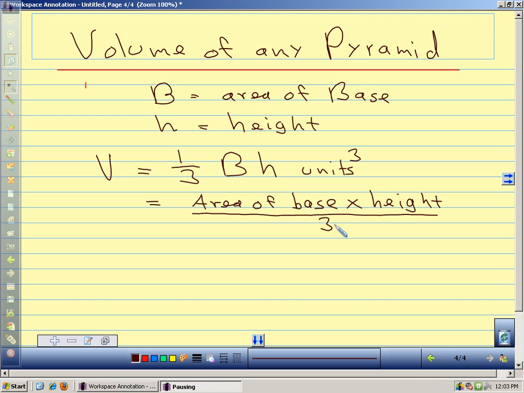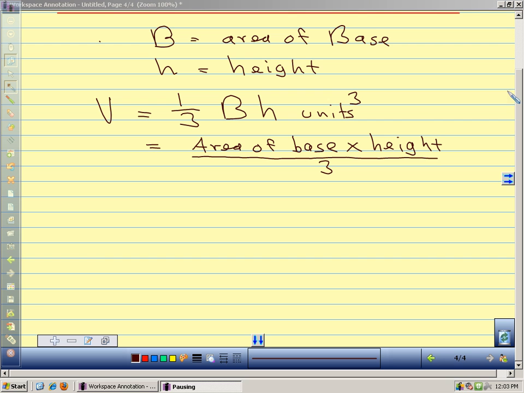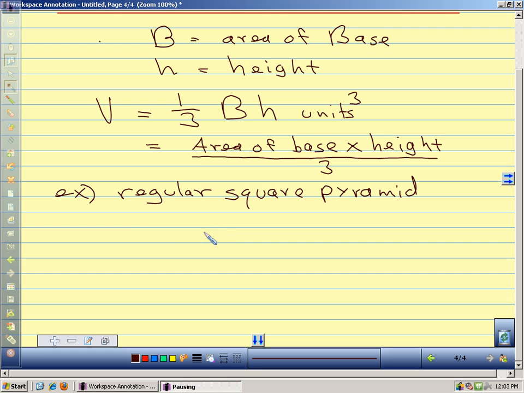So let's do an example of a calculation with the volume formula, and then I want to show you an important shortcut with pyramids. In this example, we have a regular square pyramid. The height is 112 feet, and a base edge equals 99 feet. And we want the volume.